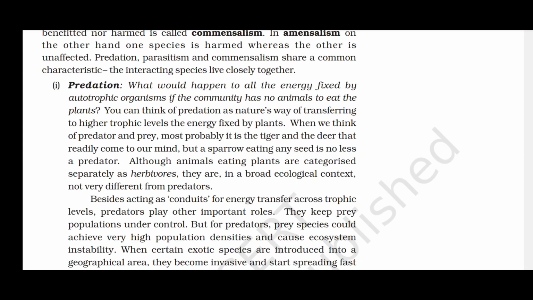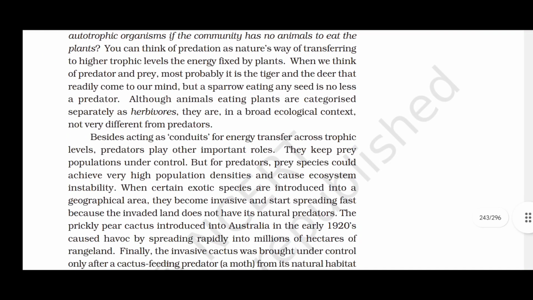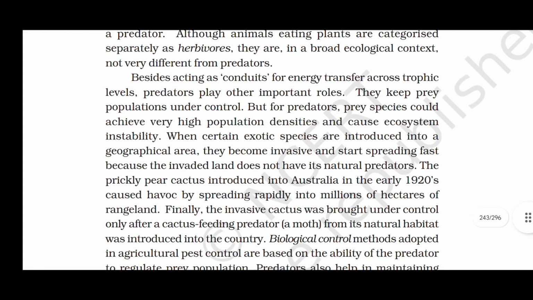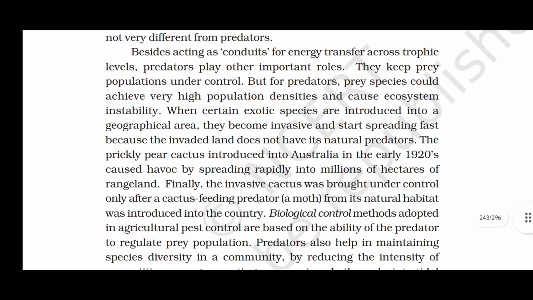When we think of predator and prey, most probably it is the tiger and the deer that readily come to our mind. But a sparrow eating any seed is no less a predator. Although animals eating plants are categorized separately as herbivores, they are, in a broad ecological context, not very different from predators. Besides acting as conduits for energy transfer across trophic levels, predators play other important roles. They keep prey populations under control.